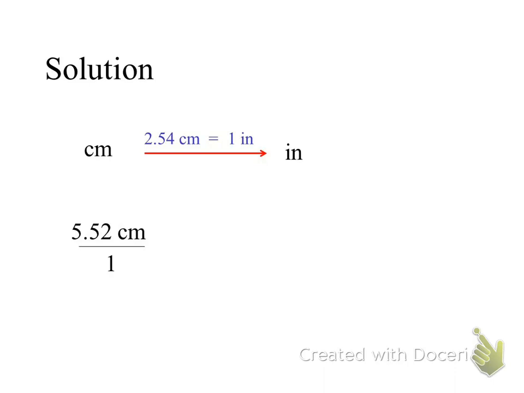So we're going to use this equivalency statement, and we're going to put one over the other, and we want units of centimeters to cancel. So what number is going to go in the bottom here? 2.54. Very good. 2.54 centimeters. What number goes there? 1 inch. Perfect.